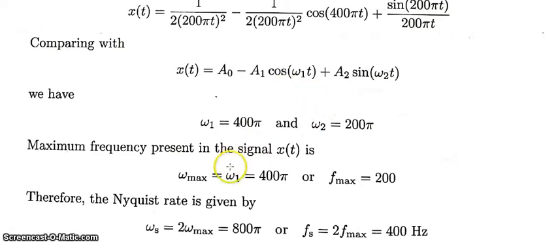So the maximum frequency present in the signal x of t is omega max equal to omega 1 equal to 400 pi, or f max equal to 200. Therefore, the Nyquist rate is given by omega s equal to 2 omega max equal to 800 pi, or fs equal to 2 f max equal to 400 hertz.